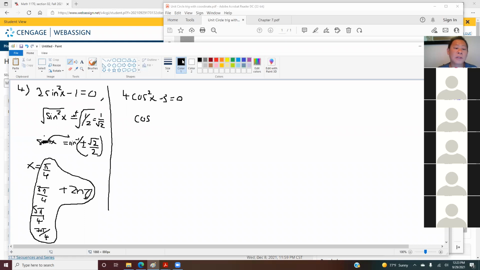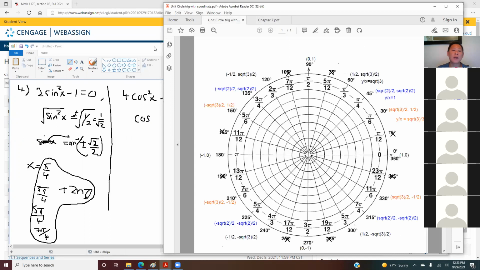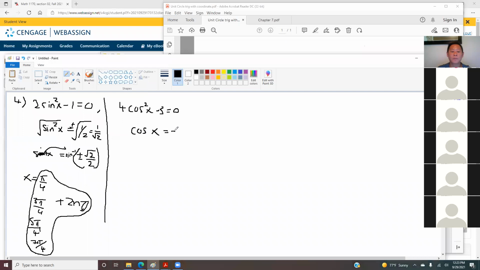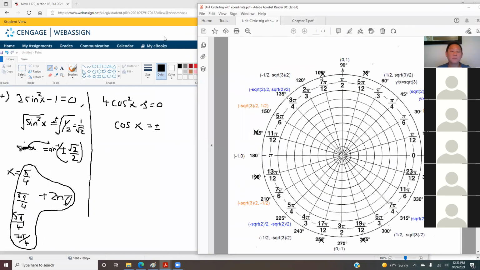I want you guys to do the same thing for this case, because question 4 is not done yet. You did the sine piece, and now we need to do the cosine piece. So go ahead and solve for cosine x. Because you have a square, you need to do the plus minus in this case, and then figure out using your unit circle what this will be. Don't forget, cosine is the x value on the unit circle.